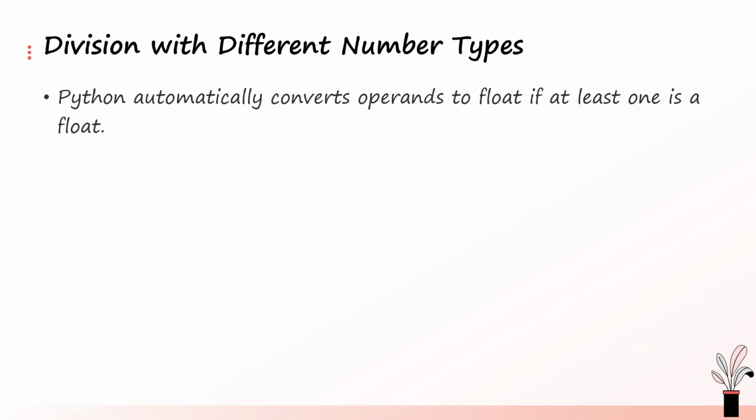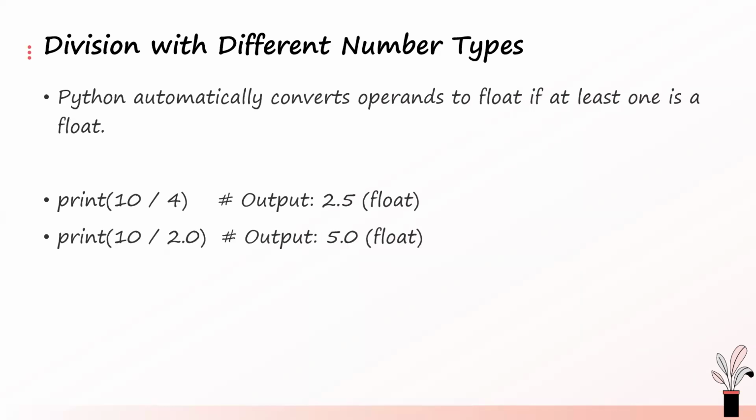I showed you this in the previous one: if you multiply anything with a floating point number, or a float, it will convert everything to float. So Python will automatically convert the operands to float if at least one of them is a float. So when you say 10 divided by 4, there's no conversion there. Both of them are integers. But when you try to do 10 divided by 2.0, it will convert this whole thing to float division.